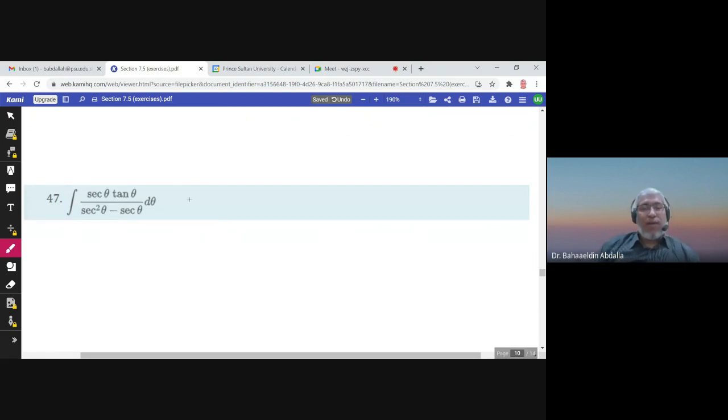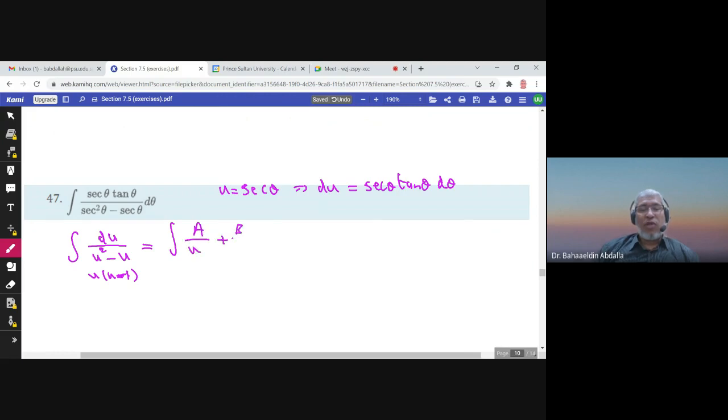Well, here, look carefully. You find that we have secant tan in the numerator and secant in the denominator. So if I just take u equals secant theta, then du would be secant theta tan theta d theta. So secant theta tan theta d theta is du, and secant squared is u squared, and secant is u, and you just write this as u times (u minus 1), and then use section 7.4 to continue. So a over u plus b over (u minus 1) du. Find a and b and continue easily.